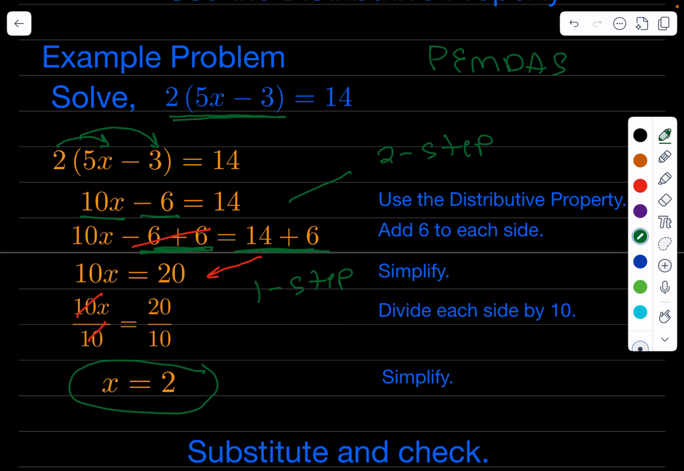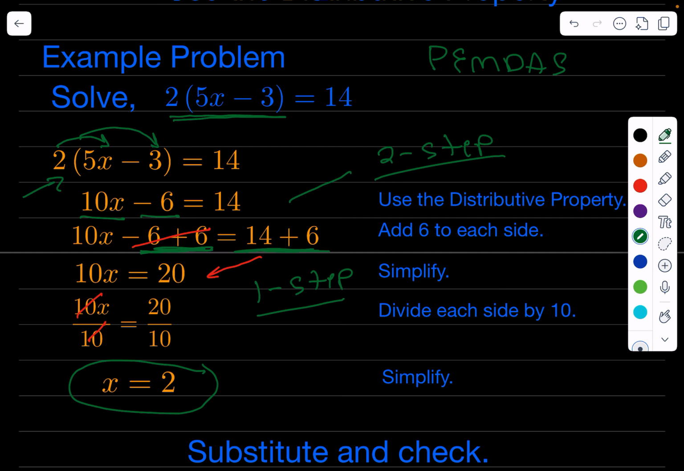Let's go back and review very quickly. We multiplied to clear our parentheses. That left us with a two-step equation, which then led us to a one-step equation, which then gave us our answer. And that's how we would solve a problem with the distributive property.